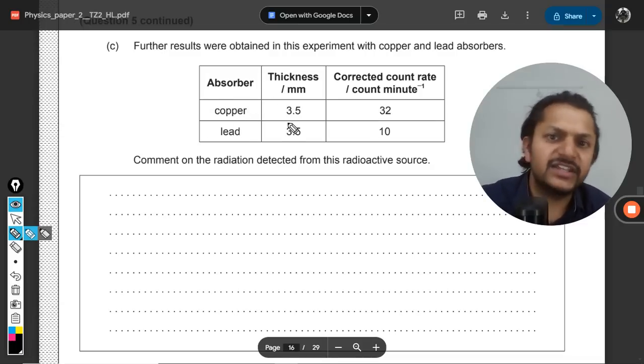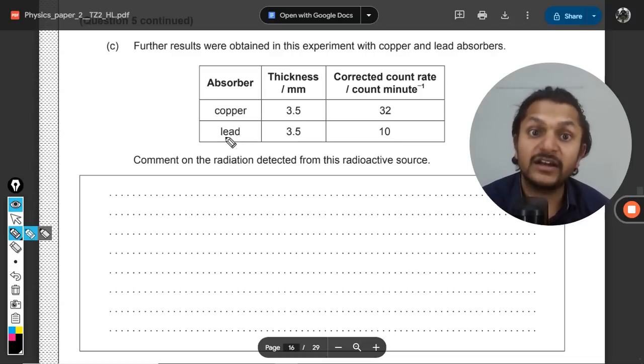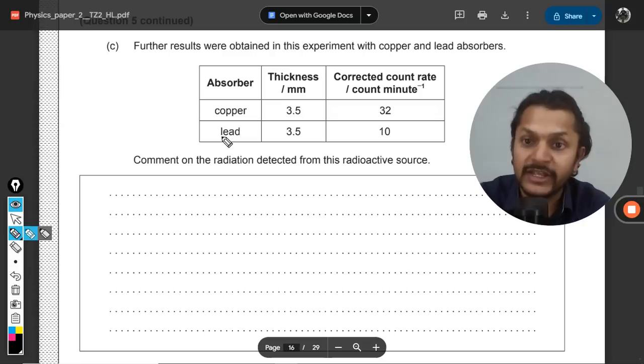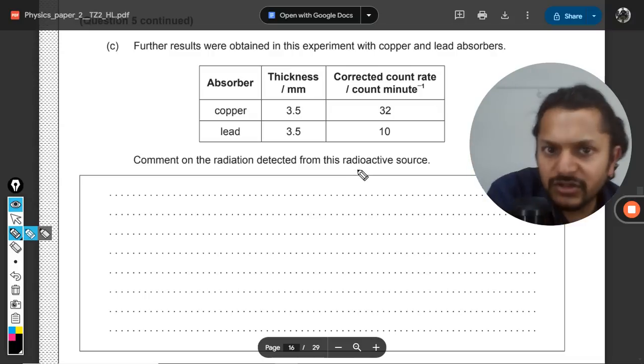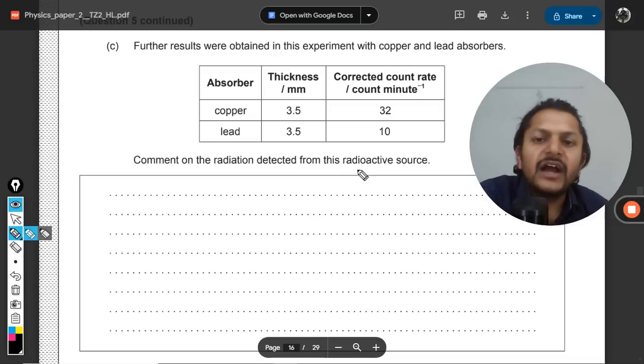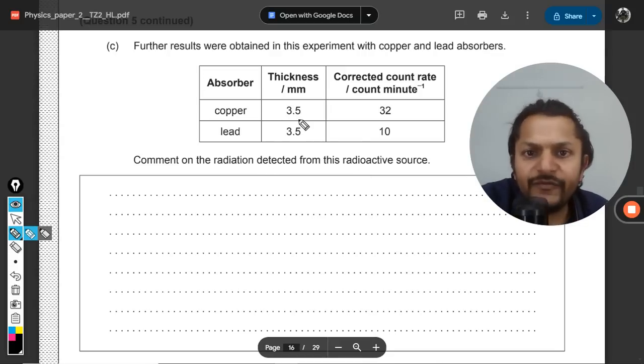Copper, the thickness is 3.5, corrected count rate is 32. And in the case of lead, the corrected count rate is coming out to be 10 only. Comment on the radiation detected from this radioactive source. So, what kind of radiation will it be? See, so 3.5 millimeters.